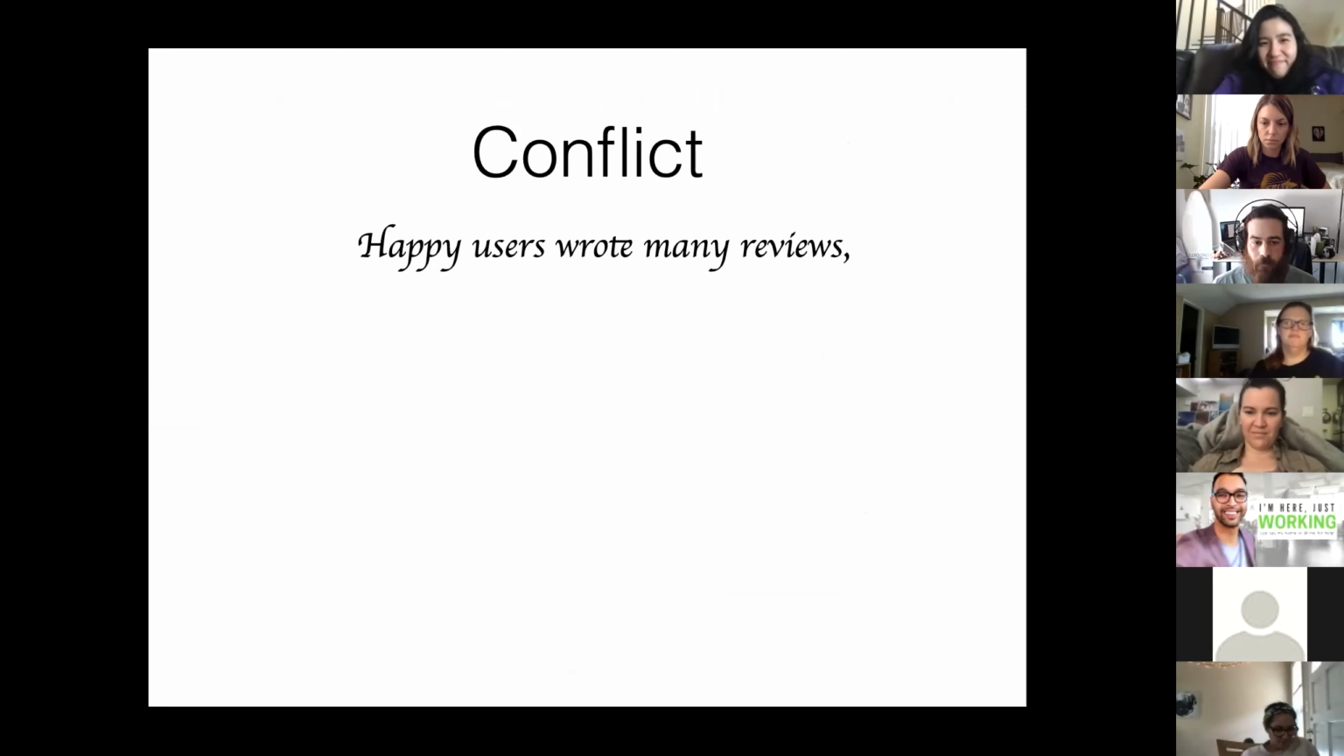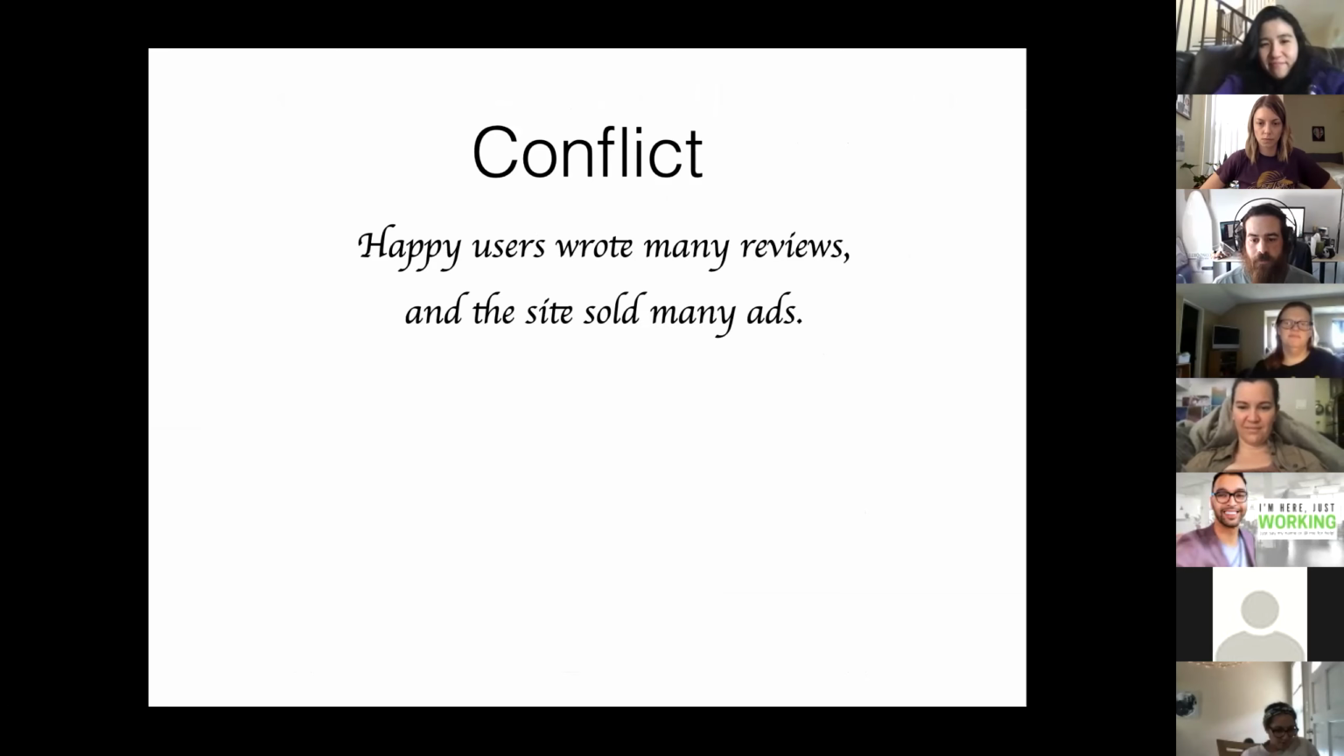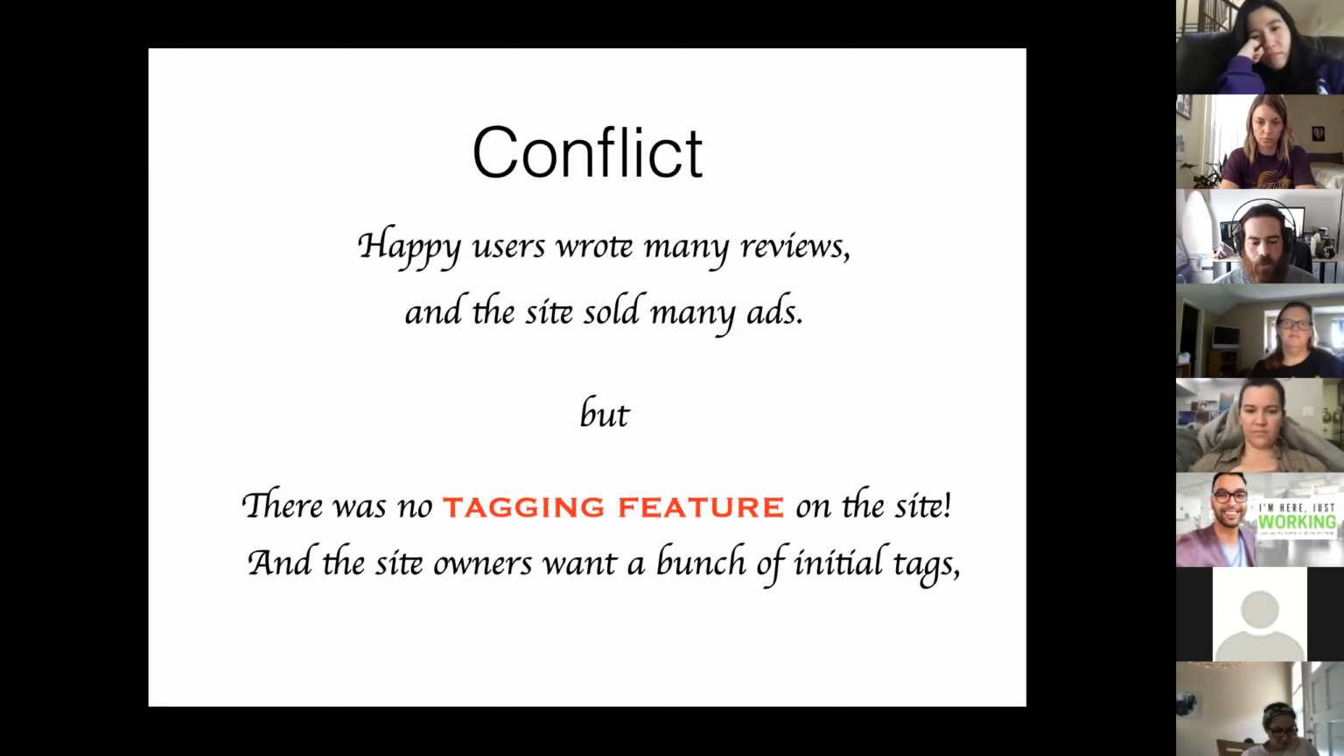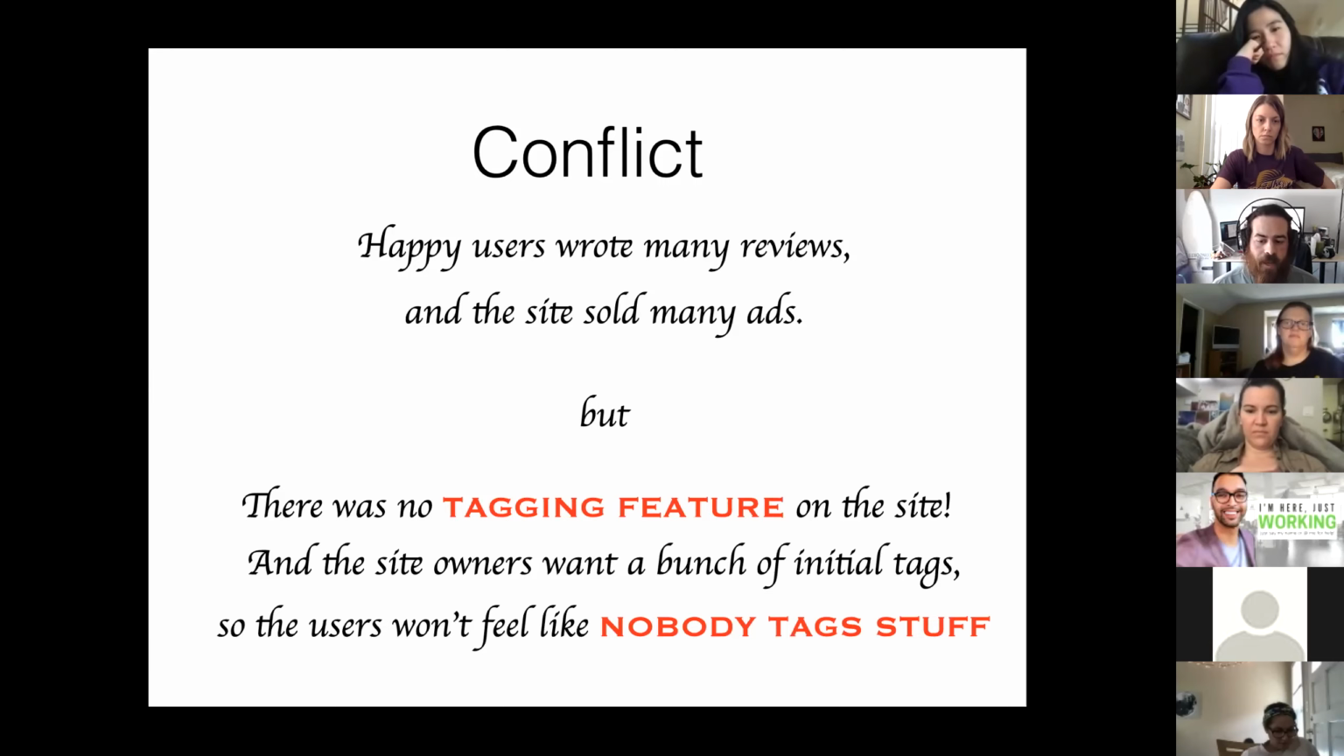You know, users write a lot of reviews, the site's selling ads, we're doing pretty well, but we launched without a tagging feature, right? Because we launched an MVP and we didn't think tagging was that important. It's a beer review website. And we want a tagging feature now, but we don't want tags to be a total ghost town, right? We want the users to actually use them. We don't want them to feel like nobody tags anything, because then they're not going to use the feature. Everybody's going to be sad.